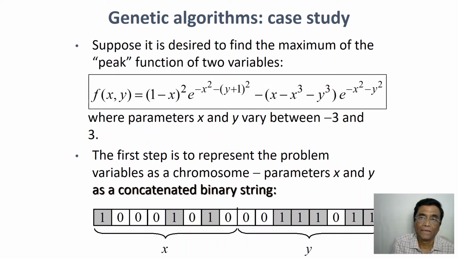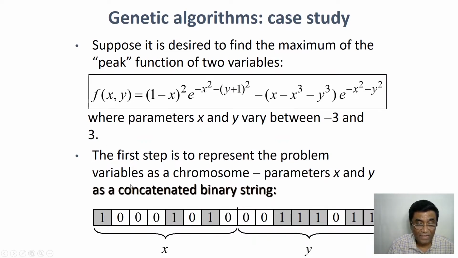So in the class assignments, you see, this is a typical function of several variables x and y. So it's a very ugly kind of function, right? Optimizing this is very difficult. So see, the parameter x can take values minus 3 and plus 3, so this is a constraint, okay? Then the first step is how to encode them, okay?